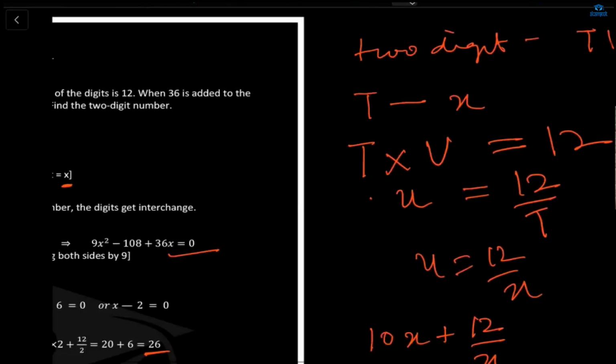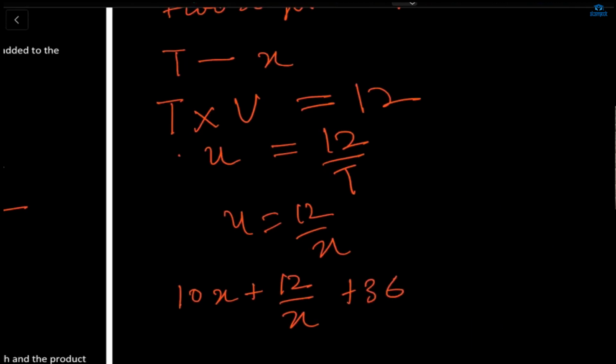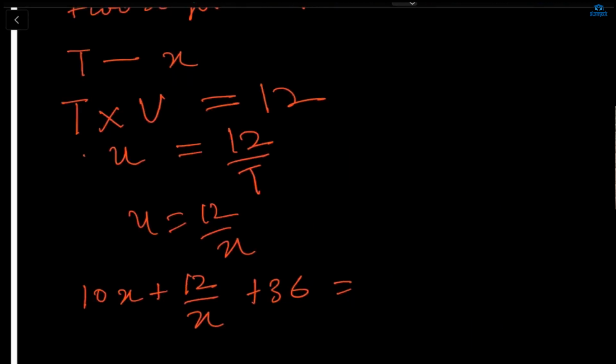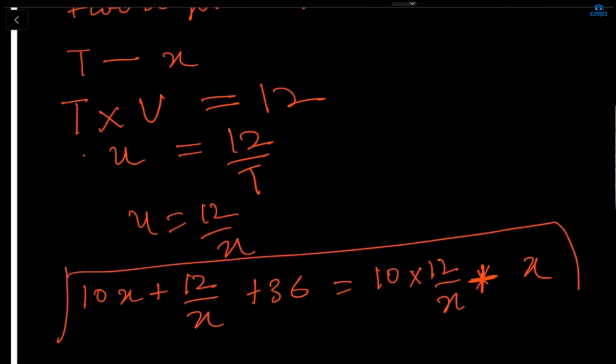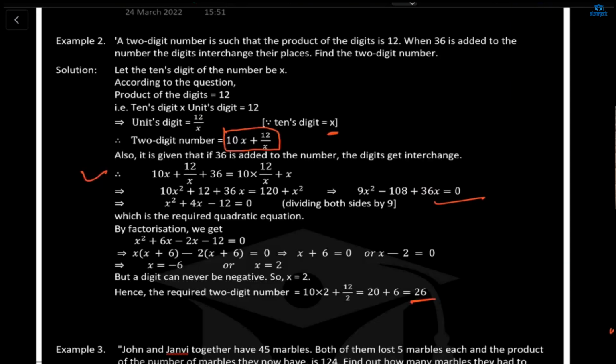And 36 is added to the number, so it is going to interchange. Interchange means 10 with the unit digit will be multiplied, and we have got the unit digit as 12 by x. So this is the main equation that you have formed, and after solving this you will get the quadratic equation. Understood? Any doubt in this question?